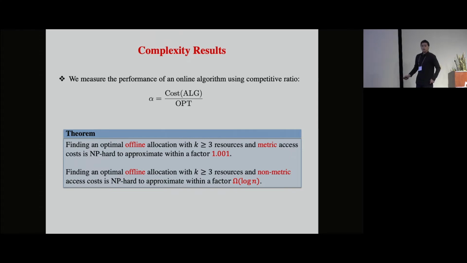So before I get into the algorithmic results, let me talk about some impossibility results that we get here. If you look at the offline version of the problem, where all these access costs are given and all the cache sizes are given a priori, then even in the case of metric access cost, this problem cannot be approximated better than a factor of 1.001. It is NP-hard to approximate the problem. And if you go to non-metric access cost, the problem becomes even harder. It's hard to approximate within a log n factor, where n is the total number of agents in the system. Okay?